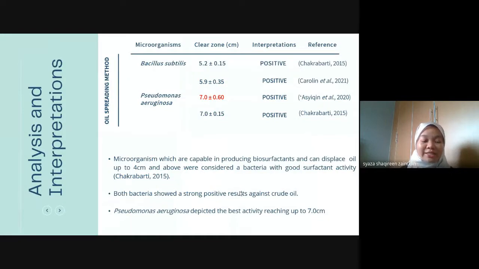Moving on to analysis and interpretation, the results for the oil spreading method that show the clear zone diameter in centimeters were tabulated. As you can see, for both Bacillus subtilis and Pseudomonas aeruginosa, the minimum clear zone starts at 5.2 centimeters. Chakrabarty stated that microorganisms which have the capability to displace oil up to 4 cm and above were considered bacteria with good surfactant activity. Therefore, both bacteria show positive strong results, with Pseudomonas aeruginosa depicting the best surfactant activity, reaching up to 7 cm clear zone diameter.